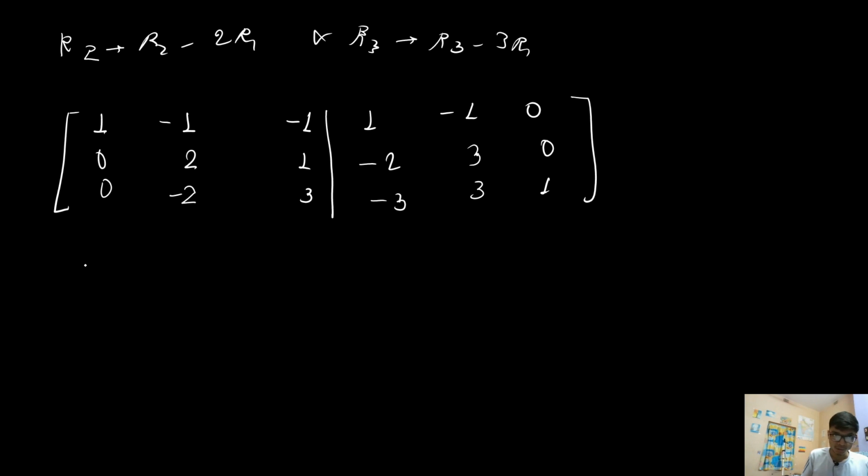Now again what we try to generate over here: I will try to generate 0 over here and 0 over here, I will try to generate 0 over here, I will try to generate 1 over here, and try to generate 1 over here. That's what our motto is.